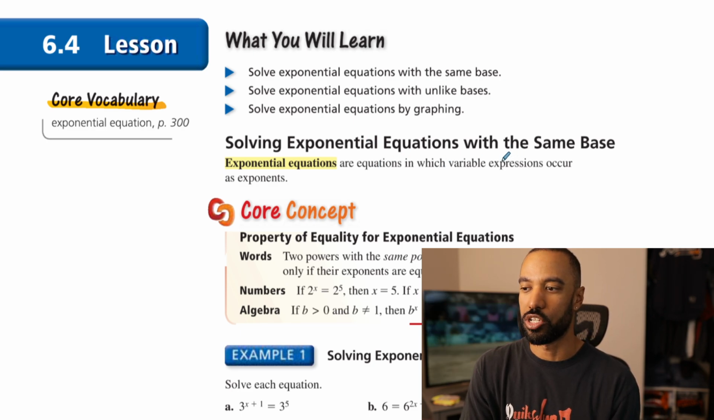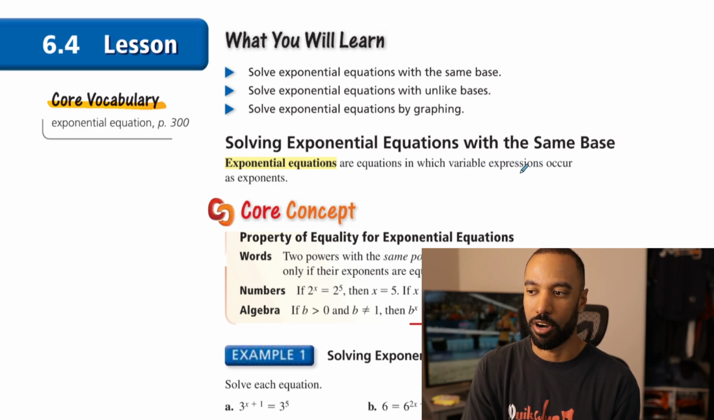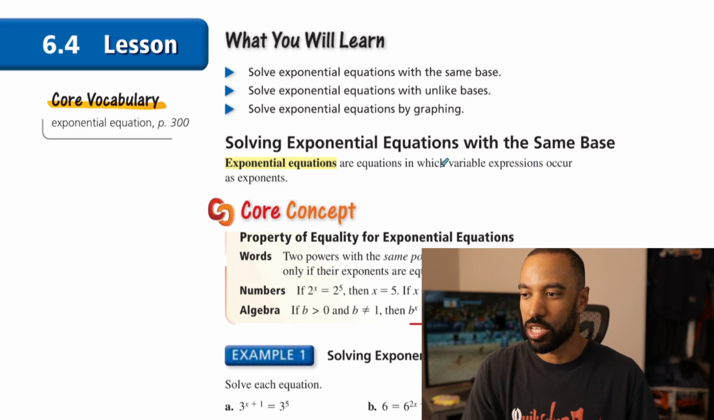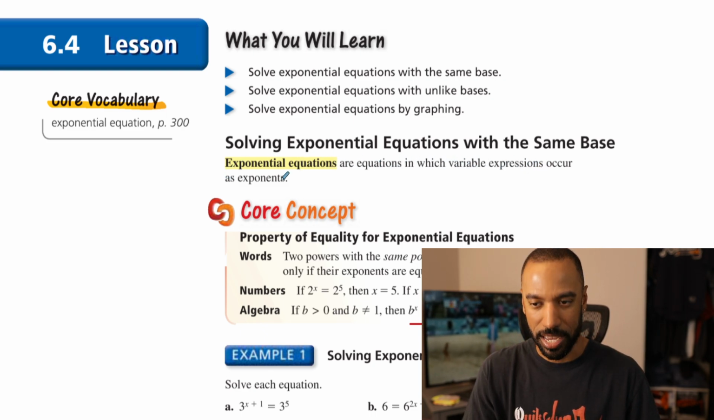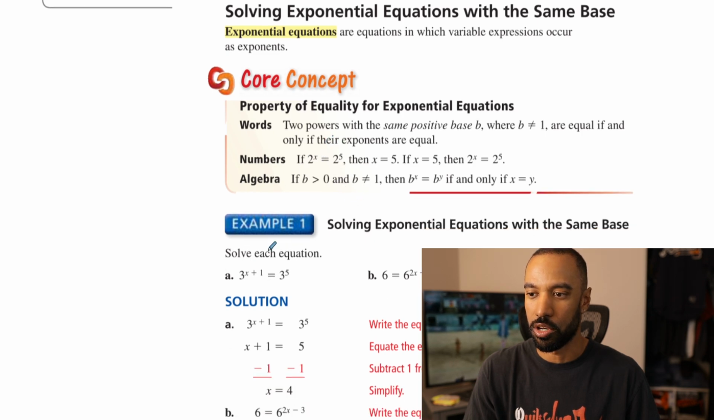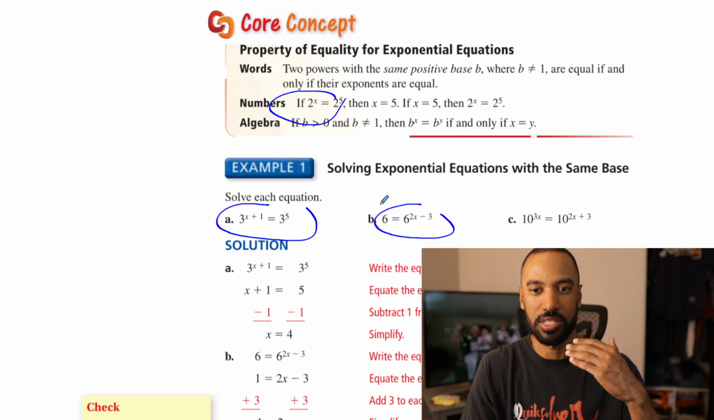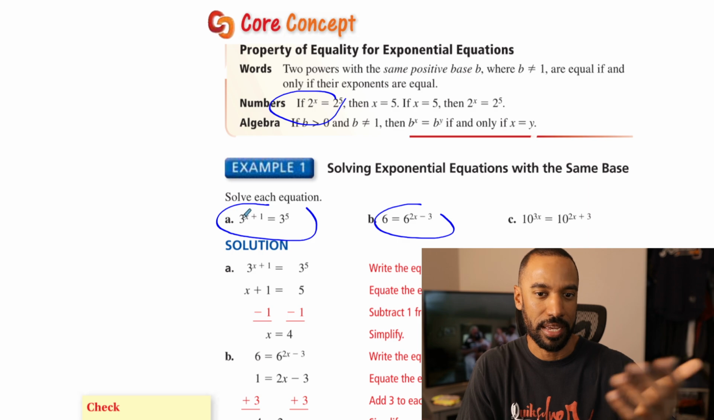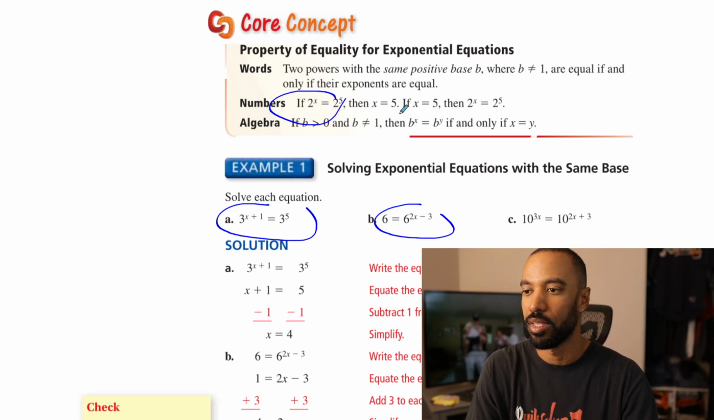Exponential equations are equations in which variable expressions occur as exponents. So you're seeing something like this one right here and this one right here. These are exponential equations. Notice that it's not 6x, it's 6 to the whatever, or it's not 3x, it's 3 to the x power, things like that.